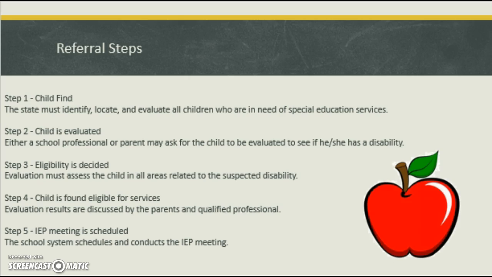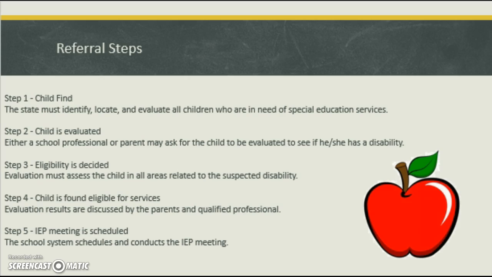Once a child is thought to be in one of these 13 disability categories, the referral process begins. Step 1 is known as the Child Find. The state must identify, locate, and evaluate children with disabilities in the state who need special education services. To do so, the state conducts a Child Find. The child may be identified by the Child Find, or the parents may ask Child Find if their child can be evaluated. Step 2 is the referral or request for an evaluation.